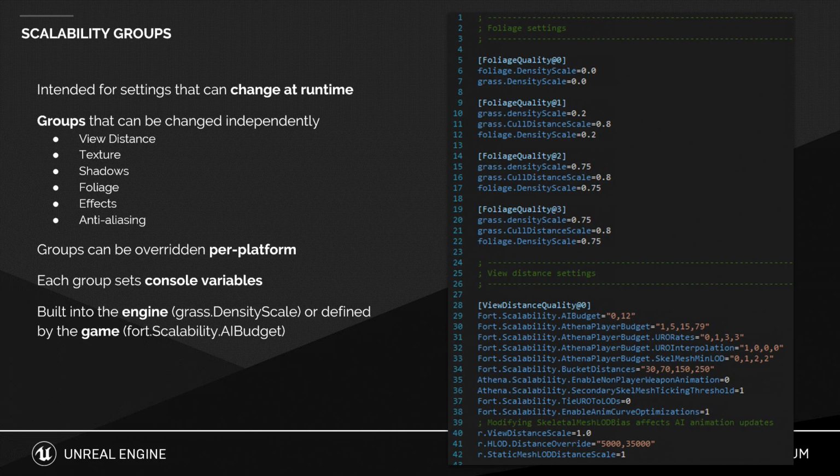And so the categories we have are view distance, the texture quality, shadow quality, the foliage quality, effects and particle quality, as well as anti-aliasing.